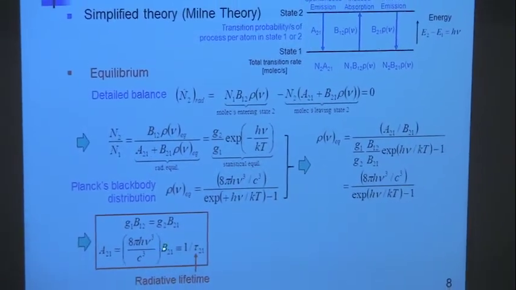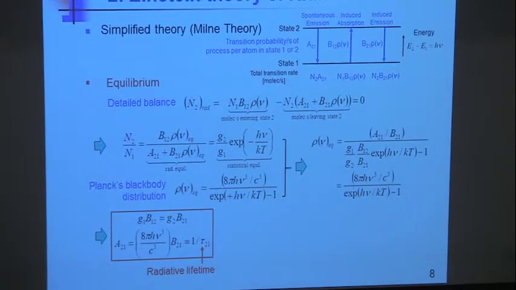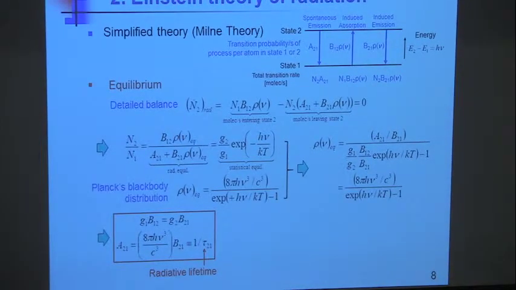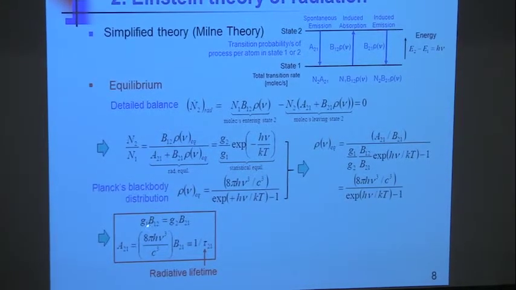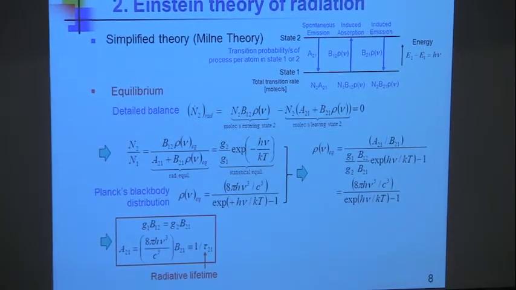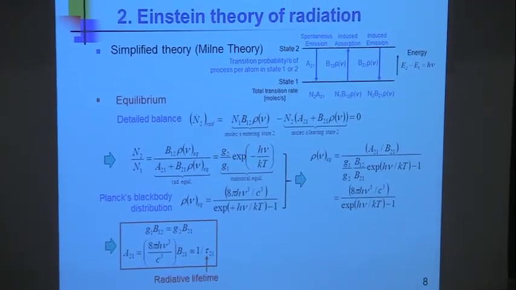We also will say that if there is a probability per second of emitting, there's an average time, called the average radiative lifetime. That's 1 over A, which is tau. So by going to equilibrium, we found that this must be true always, period. These are relationships between the now introduced Einstein coefficients.